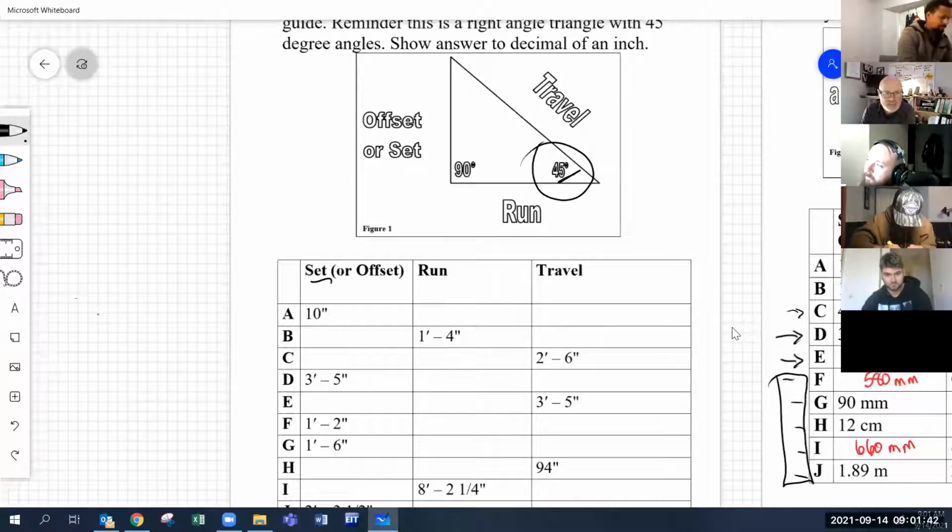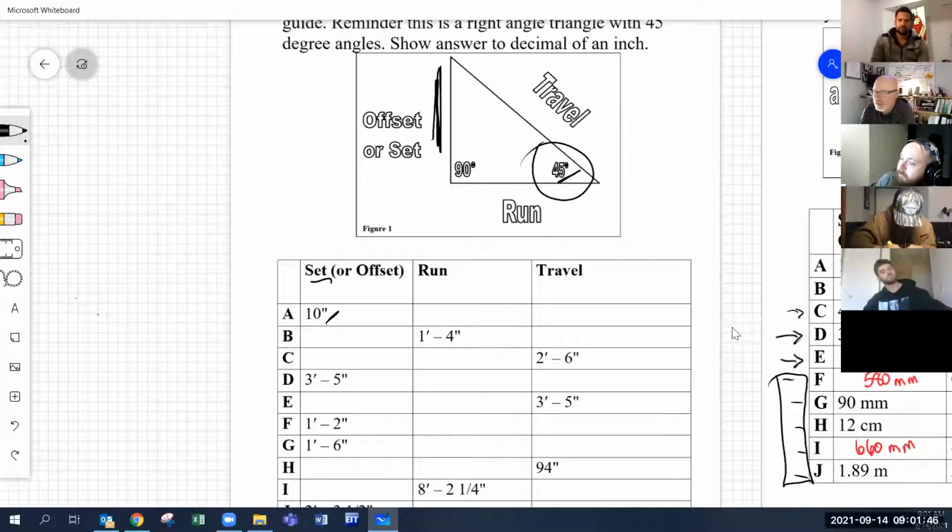So if my set offset, that's this line, is 10, what is my run going to be? Just off the top of your head, you should know it. 10. And they're the same. The set or the offset and the run are the same in a 45-degree right angle triangle. And the travel is always 1.414 times longer. So this is going to be 1.414. There you go. Inches.